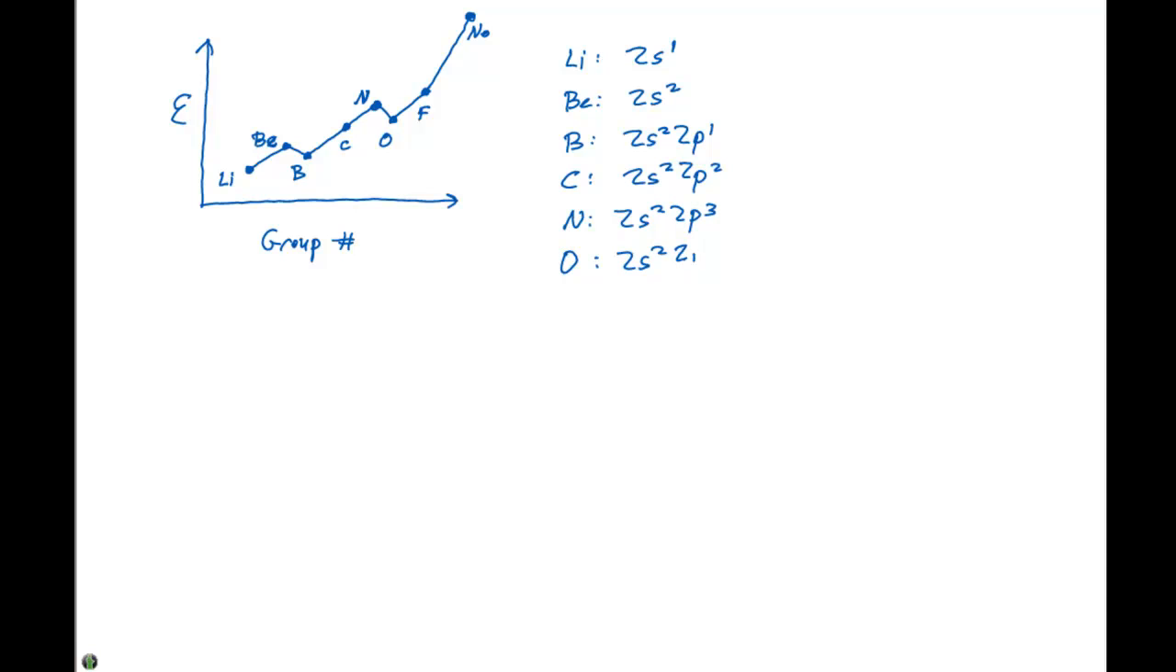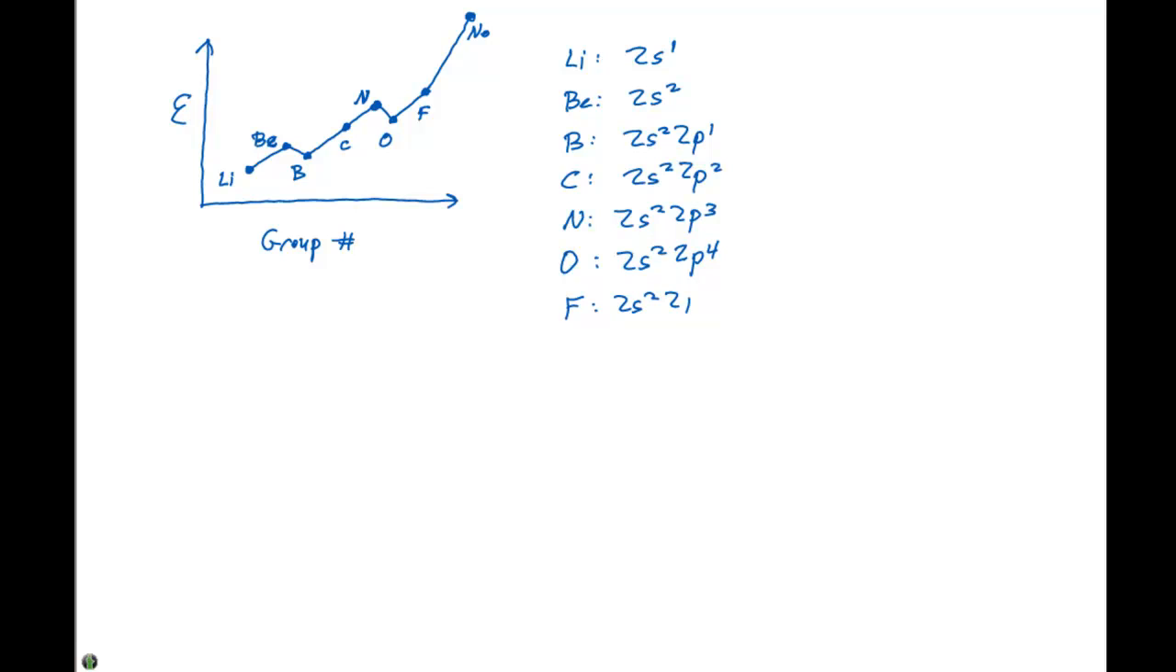So if we look at lithium, the number of valence electrons is going to be 2s1. For beryllium, we have 2s2. Boron is going to be 2s2, 2p1. Carbon, 2s2, 2p2. Nitrogen, 2s2, 2p3. Oxygen, 2s2, 2p4.